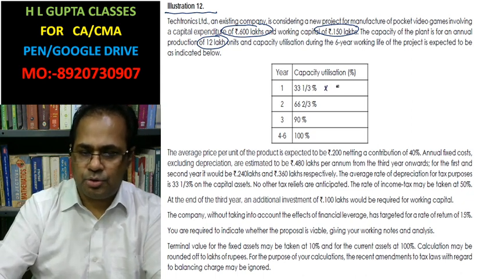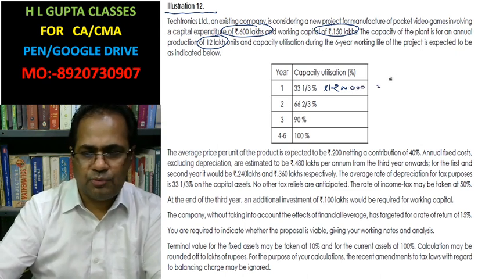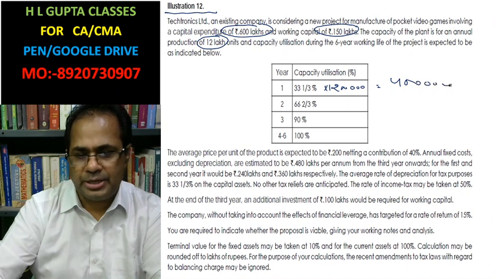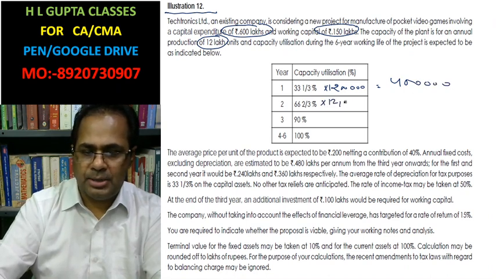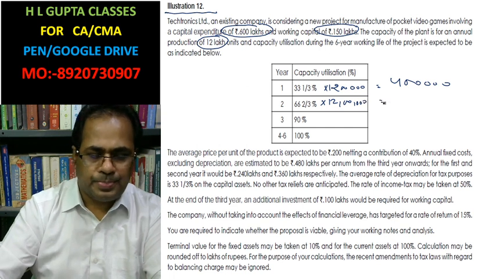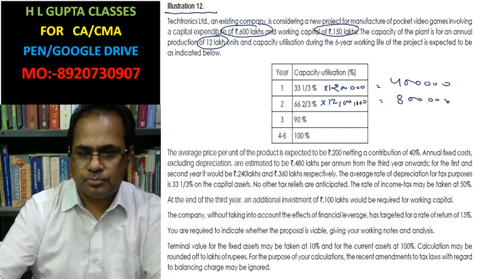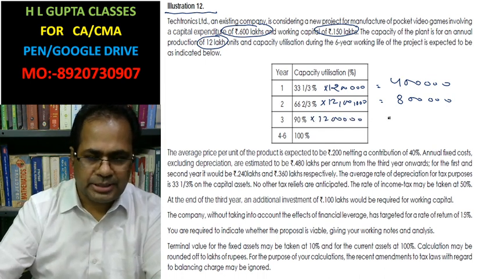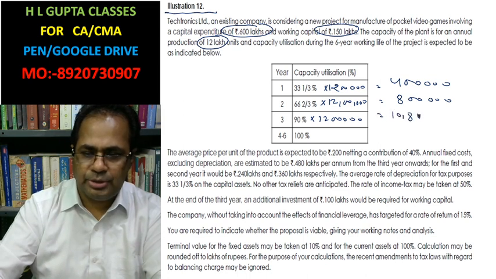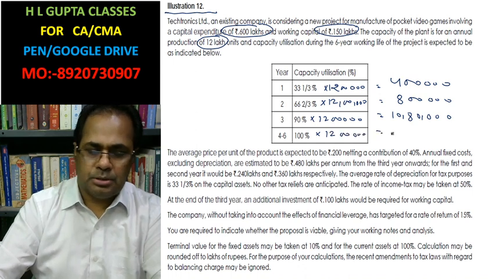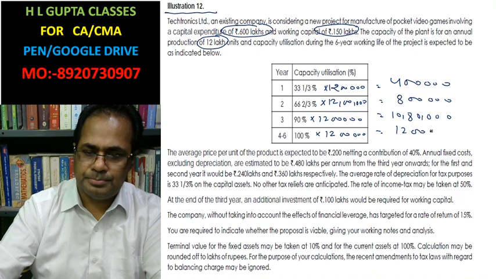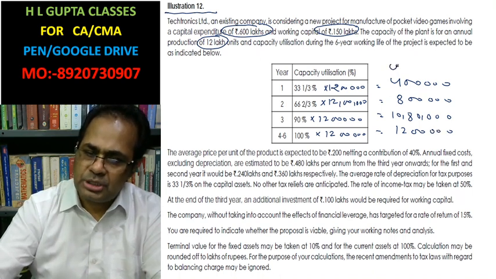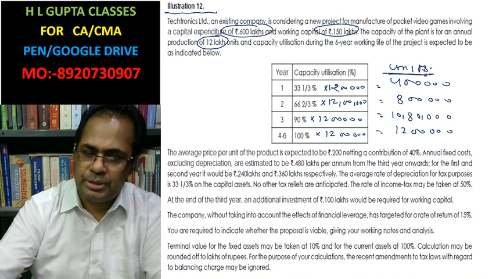So this is for 12 lakh. This will come 4 lakh units first, out of 12 lakh. Then 8 lakh units, out of 12 lakh. Then 10 lakh 80,000 units production, out of 12 lakh. And then 12 lakh units. These are the production units as per capacities.